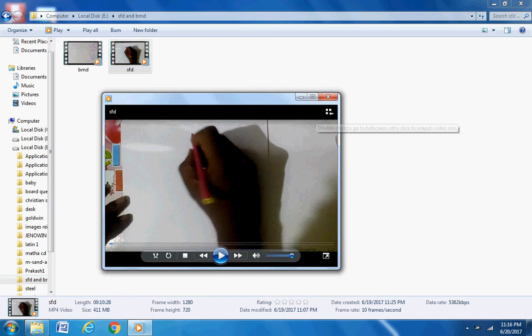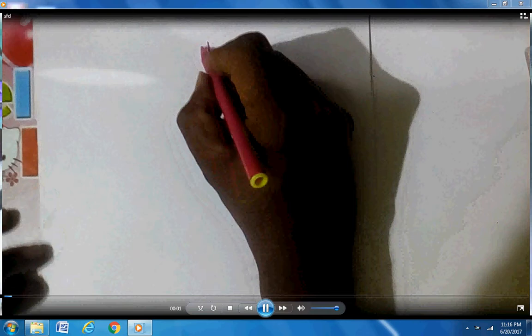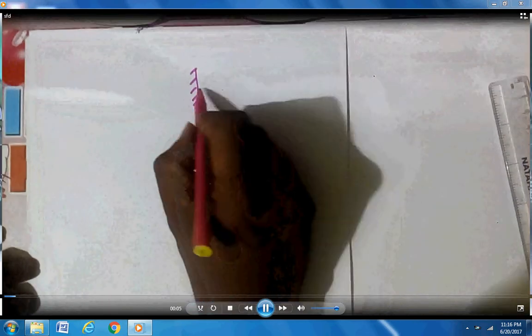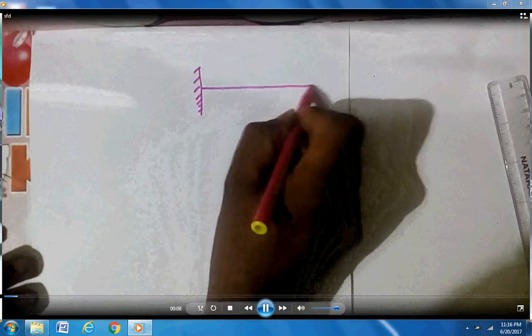In this video I explain the SFD and BMD for a cantilever beam. The cantilever beam means one end is fixed and the other end is free.